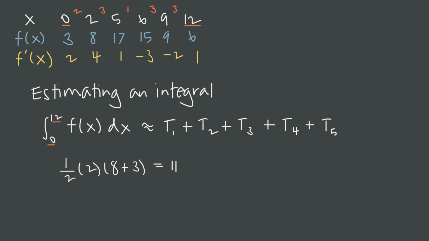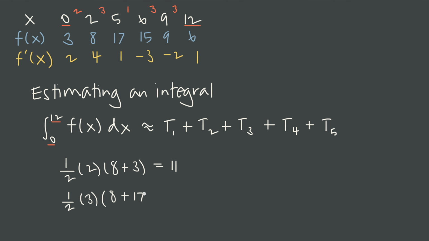So for each trapezoid, the area is 1/2 times the width times the sum of the two heights. So for this first trapezoid here, we take 1/2 times the width, which is that width between the x values, 2, times the sum of those two heights, the heights on either side, in this case 3 and 8, which we get from the f of x row in our table. So the 1/2 and the 2 cancel, and we just get 8 plus 3 is 11. And we can set this up for the other trapezoids as well. So for the second one, we'll get 1/2 times the width is 3, times the sum of the f of x values, 8 and 17. So 8 plus 17.